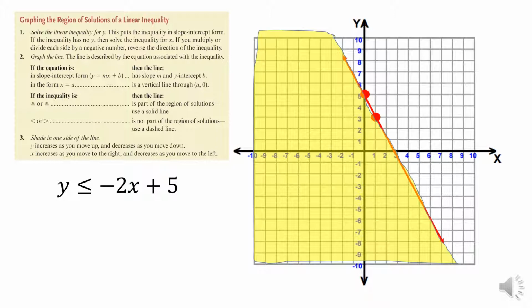If we had a greater than in our problem instead of a less than or equal to, we would shade above the line. So less than, you shade to the left. Greater than, you shade to the right.